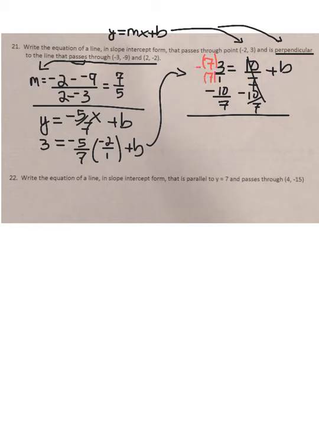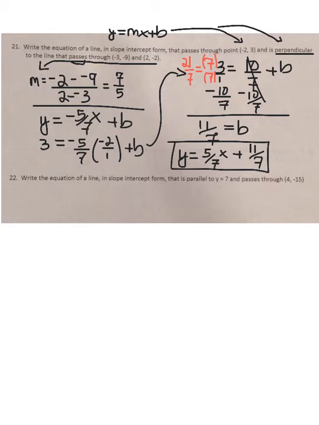And I'm just going to scoot it out here to the left. So that's going to be 21 over 7. So what I'm doing then is I'm doing 21 over 7 minus 10 over 7. I'm subtracting these two, which is 11 over 7. So 11 over 7 is my b, and now I can write the equation. So y equals negative 5 over 7 times x plus 11 over 7.